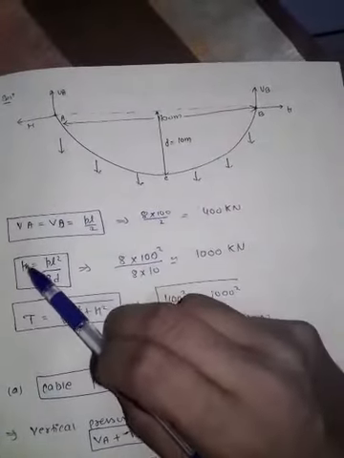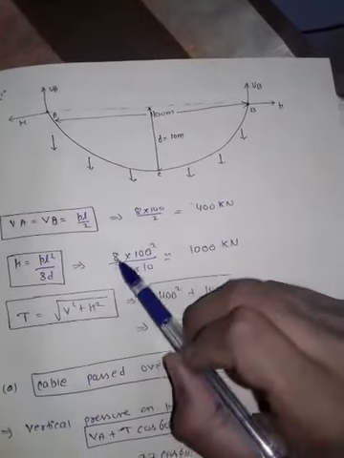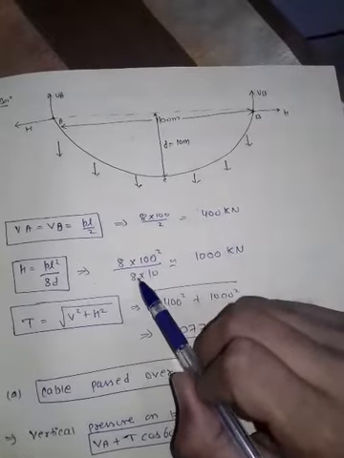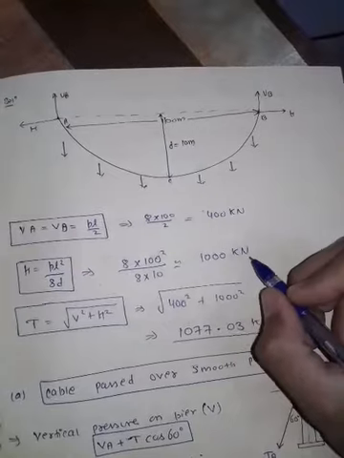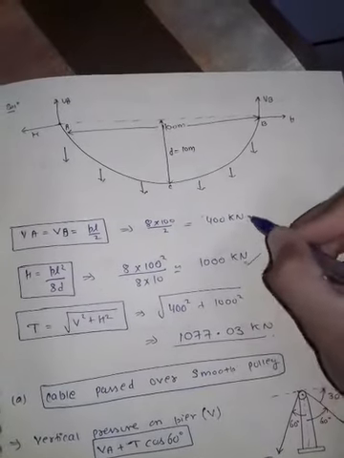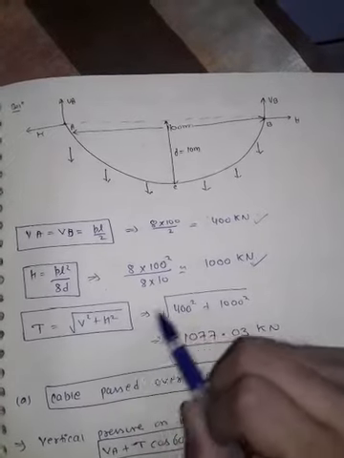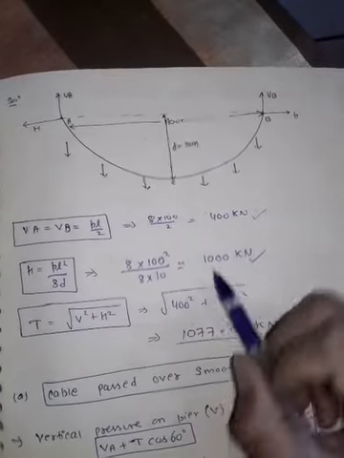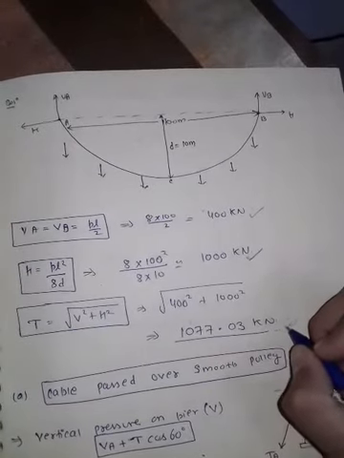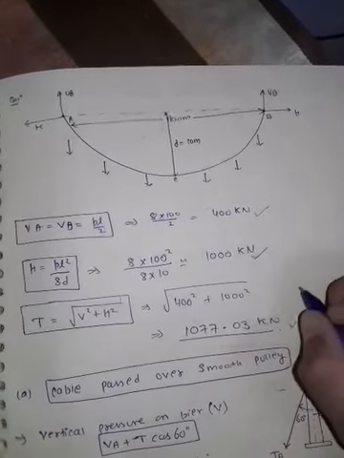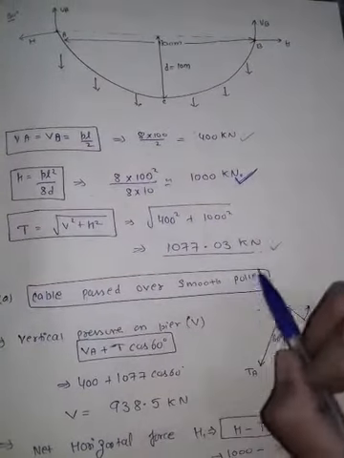The formula for the horizontal thrust is PL square upon 8D. Putting the values of P, L and the dip D of 10 meter, we calculate the horizontal thrust as 1000 kilonewton. The formula for the tension is equal to under root of V square plus H square. Putting the values of V and H, we calculate the tension as 1077.03 kilonewton.